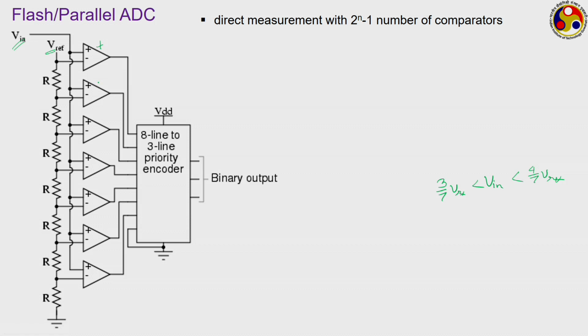In the first one, you are supplying Vin and Vref, so it will give you a negative output. In the second one, the reference is 6/7 of Vref, so it is negative. It is 5/7, so it is negative. This is 4/7, this is also negative, but here the reference is 3/7. So this will give you a positive one, this is positive, this is also positive. So for this particular input voltage, it is giving you positive output from 3 of the 7 comparators, whereas others are negative.